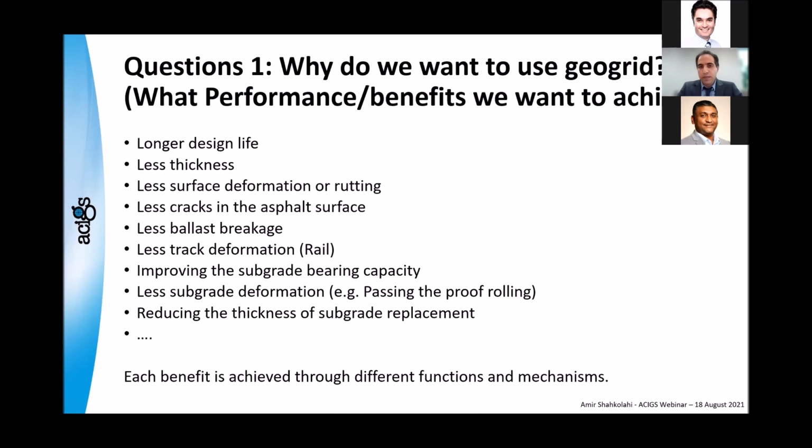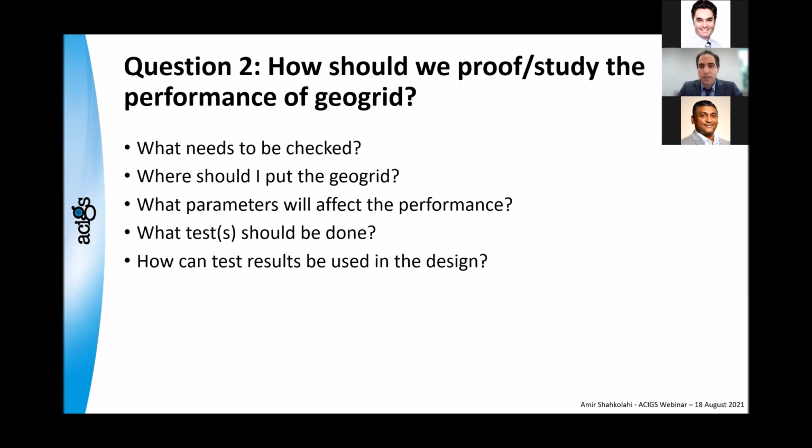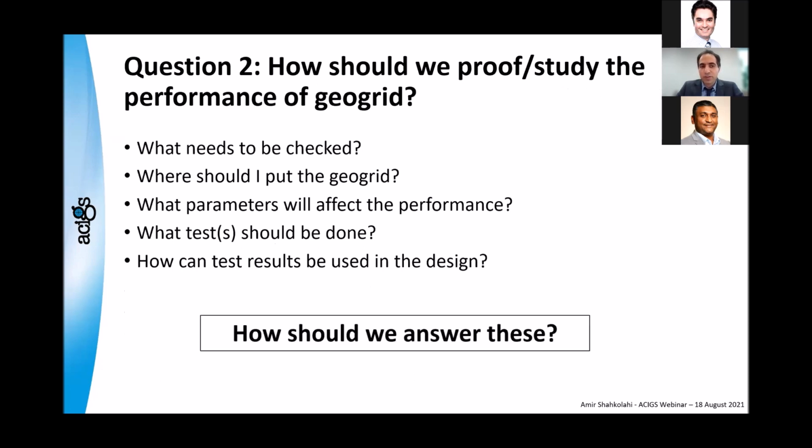It is very important to first know what we want to test or what we want to achieve, because each benefit that we see here can be achieved through different mechanisms or functions. By knowing that, we can go to the next question: how should we study geogrid? We should know what needs to be checked, where I should put the geogrid, what parameters will affect the performance, what tests should be done, and how test results can be used in the design. These are some of the questions that come to our mind when we want to study geogrid. Now, how do we answer these questions?